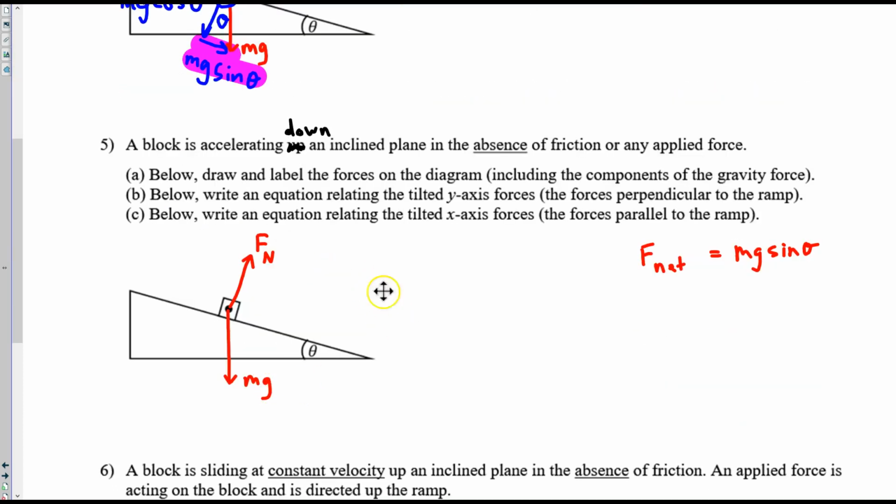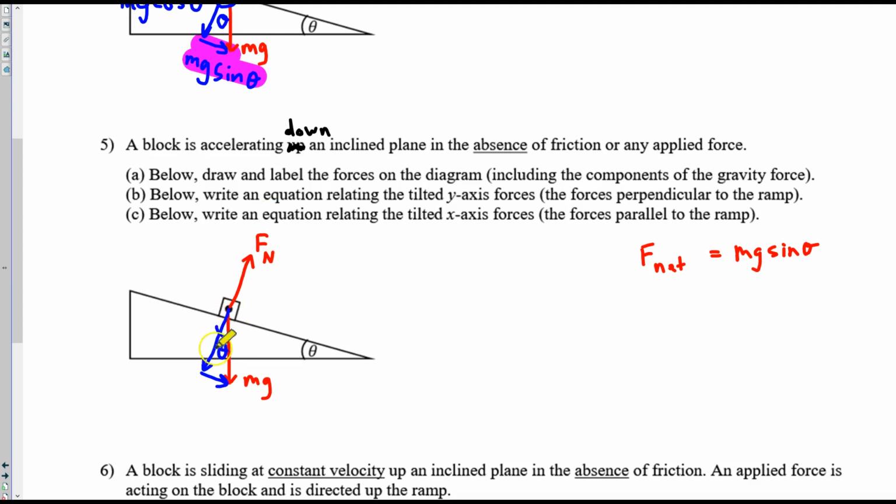Number 5. There's no friction, they say. There's no applied force. So all we have is the normal force and mg. Whoops, what happened? This is not covered. So on the y-axis, well, I can't really look at the y-axis till I draw components of gravity. So let me draw, there's the y component of gravity, the tilted y. Here's the tilted x component.